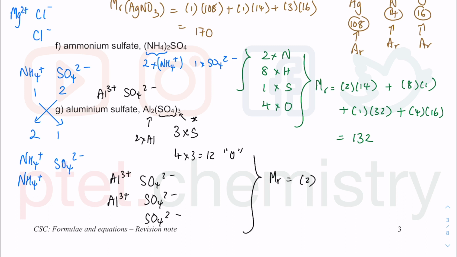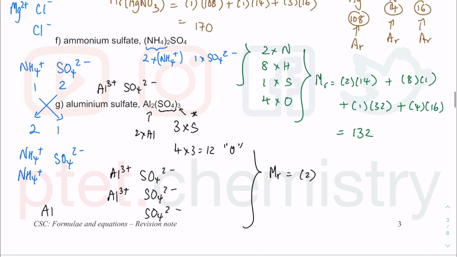So 2 times aluminium. Where is aluminium in the periodic table? Aluminium is 13 and 27. So we are looking at an AR of 27 for aluminium. So 2 times 27 plus 3 times 32, because sulfur is element number 16. So if you look at 16, not the other way around, 16 and 32. So there is the AR for sulfur, because this is the proton number or the atomic number for sulfur. There are 3 sulfur from this formula, each of which has a mass of 32.